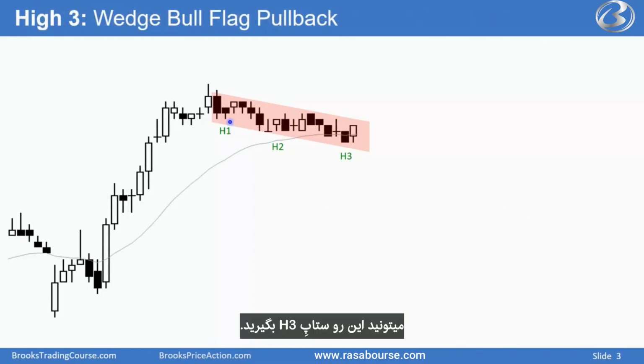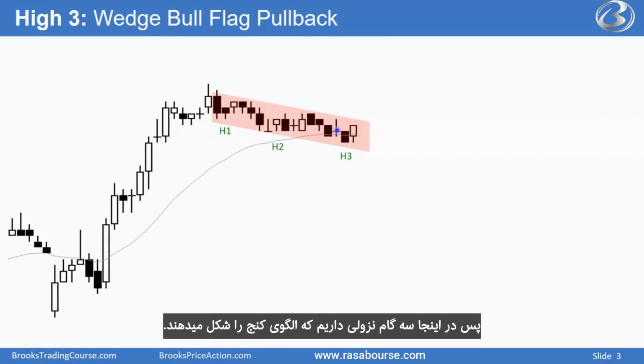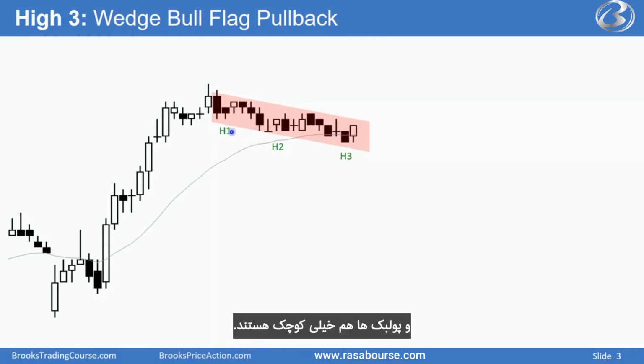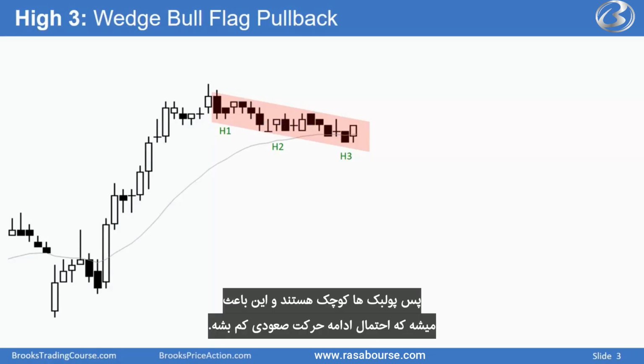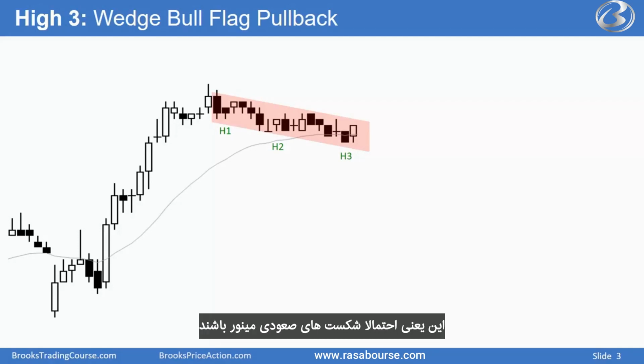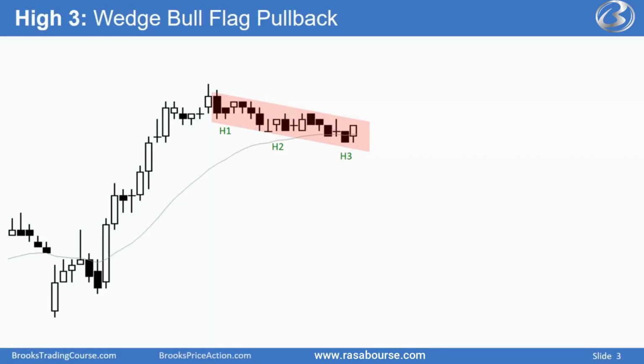Again, you can call it a high 3, high 1, high 2, high 3, high 4, 1, 2, 3, 4. Doesn't matter. It's a wedge bull flag. 3 pushes down, so it's a wedge bull flag. But the channel is very tight, and the pullbacks are small, just 1 bar, 1 bar, 1 or 2 bars, 1 bar. And that reduces the probability of strong resumption up, and it increases the probability that any bull breakout will be minor and lead to a continuation of the developing trading range instead of a resumption of the bull trend.